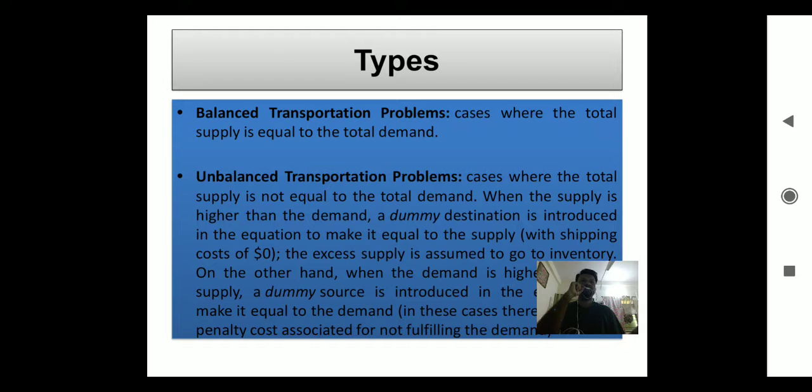In these cases, there is usually a penalty cost associated with not fulfilling the demand, because for that specific warehouse or specific factory we allocate the cost as 0. So the penalty cost is associated with not fulfilling the demand.